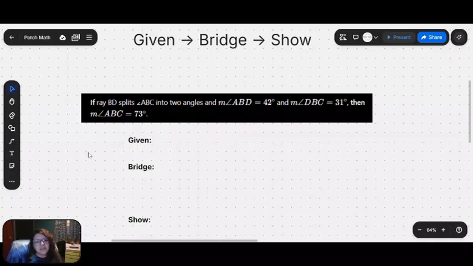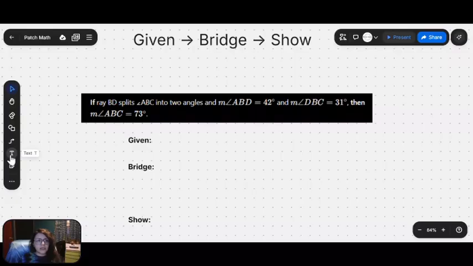So in this problem, it says ray BD splits angle ABC into two angles, and the measure of angle ABD is 42 degrees, and the measure of angle DBC is 31 degrees. Then the measure of angle ABC is 73 degrees. Our goal is to prove that the measure of angle ABC is 73 degrees, based off from what is given to us.